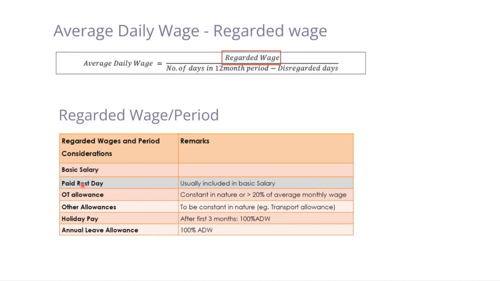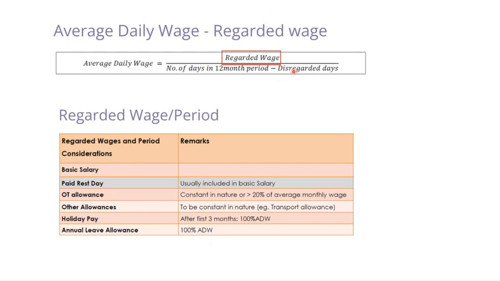A regarded wage for the period under consideration is the basic salary. Then if you're paid rest day; if you're not paid rest day, that will not be included. OT, allowances, such as transport allowance or any other allowances, and the holiday pay and annual leave allowance. Annual leave is always paid at 100% of the average daily wage. So this is the definition of the regarded wage.